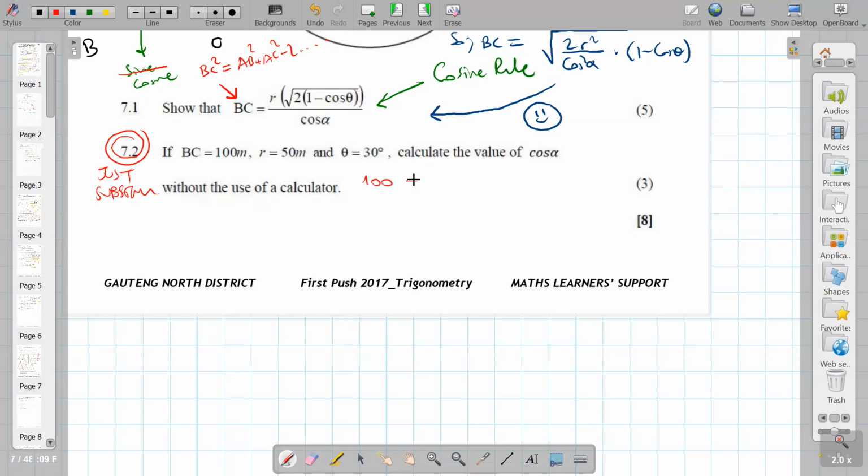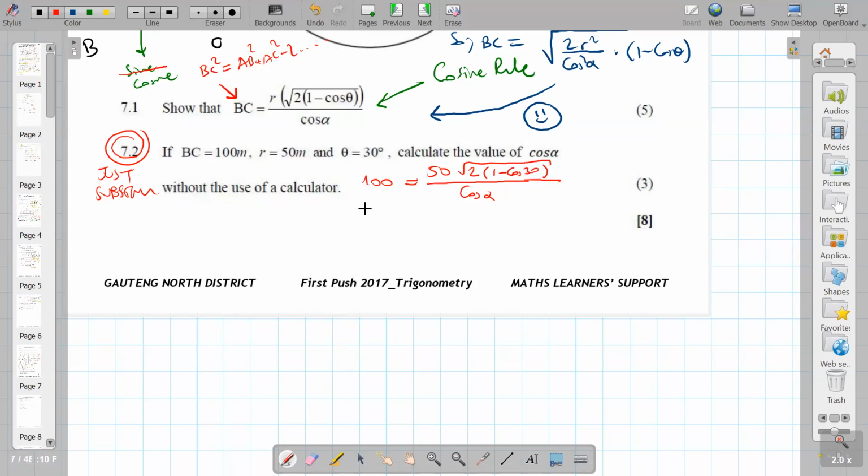So it's 100 is equal to, R is 50 divided by cosine alpha. That's the question, cosine alpha. And inside the root, we will have 1 minus cos theta. It says no calculator because it's a special angle. I mean, theta is 30 degrees. Cos 30. So that means just substitute that 30 degrees.